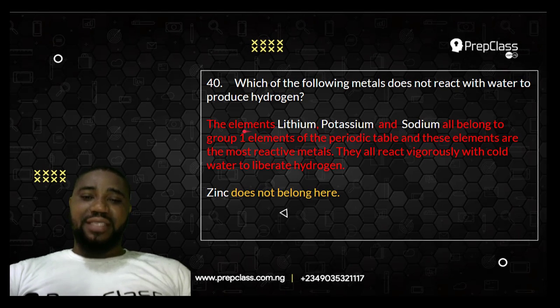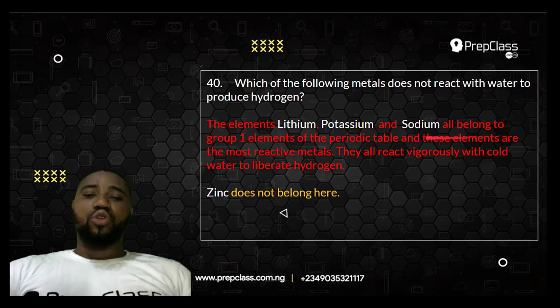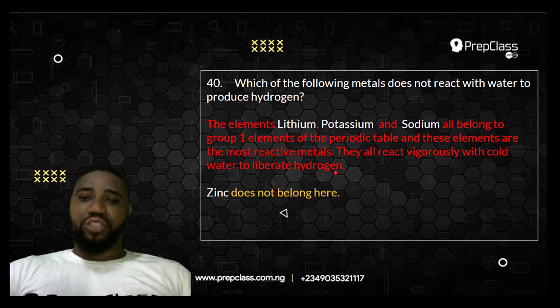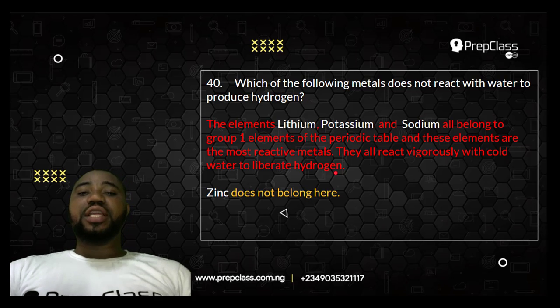Now look at the statement I made here. I said the elements lithium, potassium, and sodium all belong to group 1 elements of the periodic table. So you must understand that these elements are the most reactive metals. They all react vigorously with cold water to liberate hydrogen. Those elements in group 1 are very, very reactive, so all of them usually react with cold water to displace hydrogen.